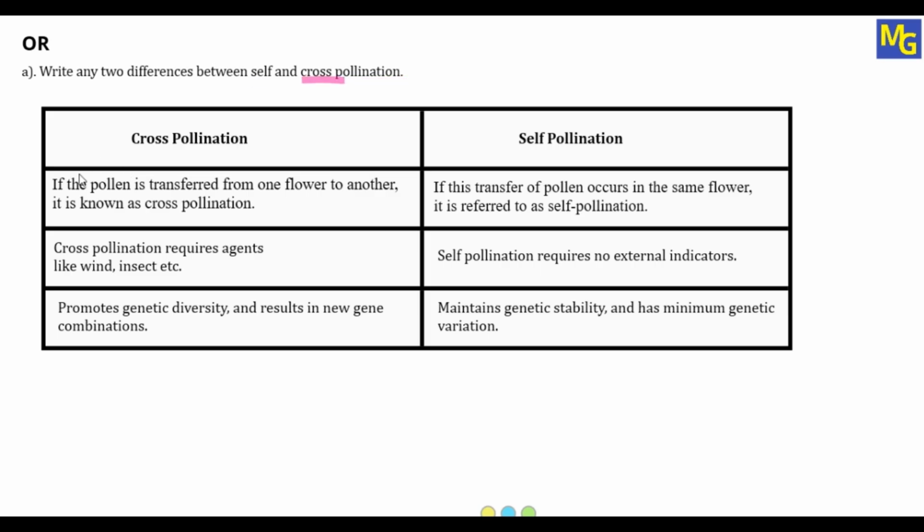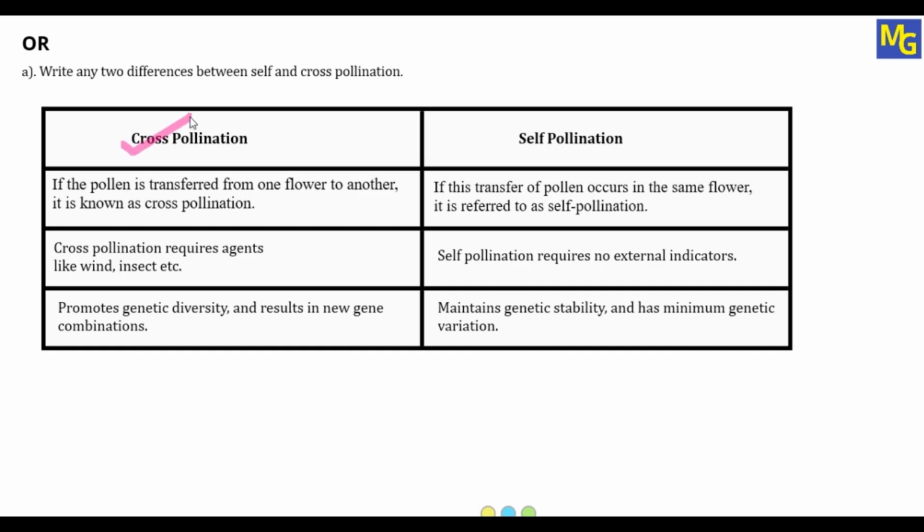First difference will be the definition. So what is cross pollination? If the pollen is transferred from one flower to another flower, it is called cross pollination. So remember, here the pollen is transferred from one flower to another different flower. So here two plants are involved, and that is called cross pollination. In this case, sometimes the flower will be unisexual, meaning it will have only male reproductive organs or only female reproductive organs. In such cases, cross pollination is involved.